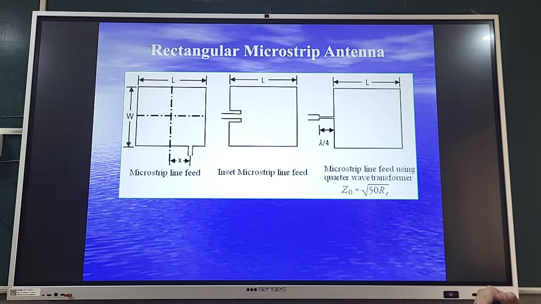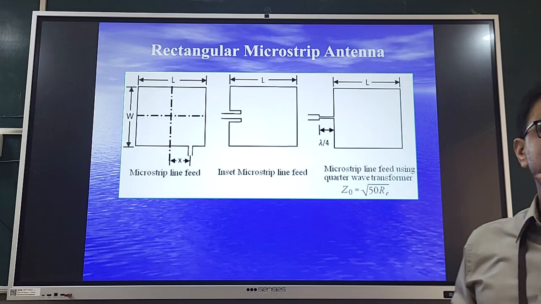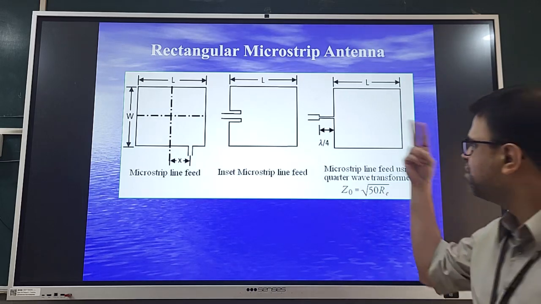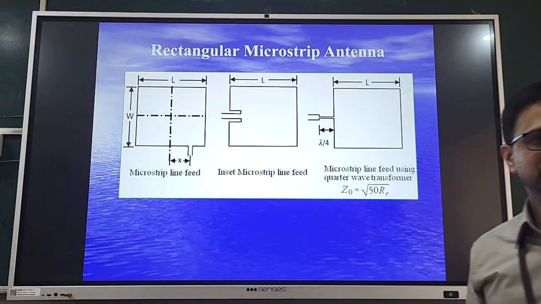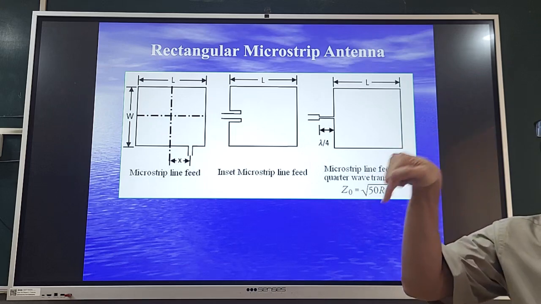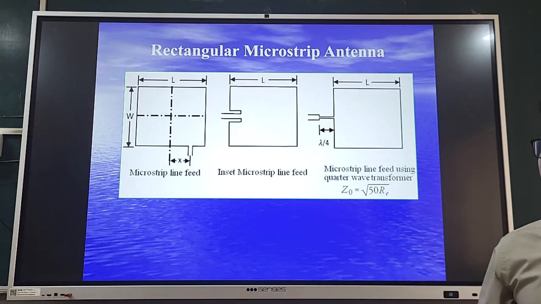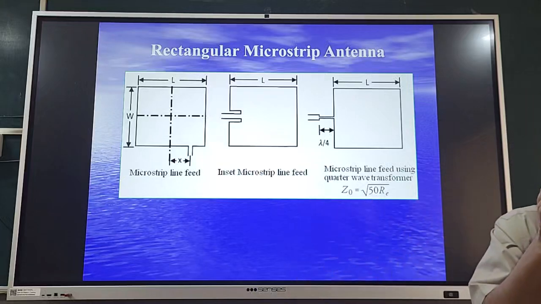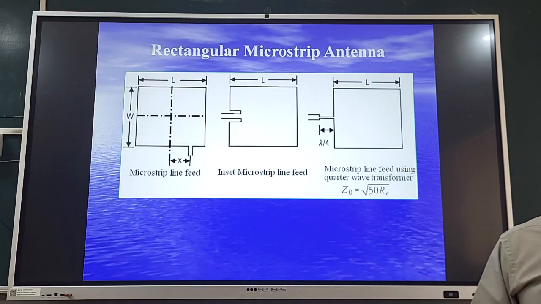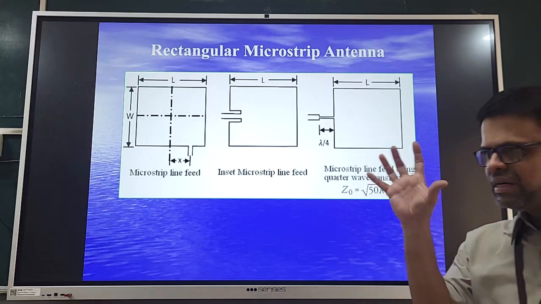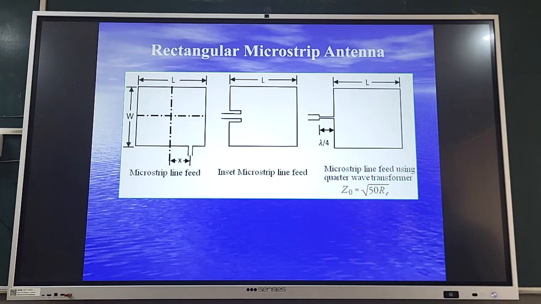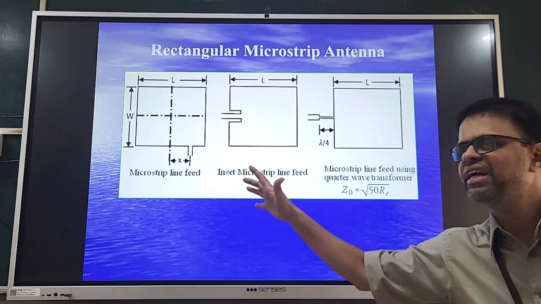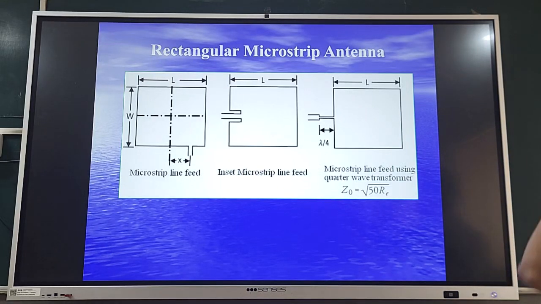But what is the disadvantage? It is frequency dependent. Why? Only at one frequency where this length is equal to lambda by 4, it provides that transformation. Still better, not bad, but not optimum with respect to the broadband design. So we have discussed 3 different types of microstrip line feeding techniques used in rectangular patch.